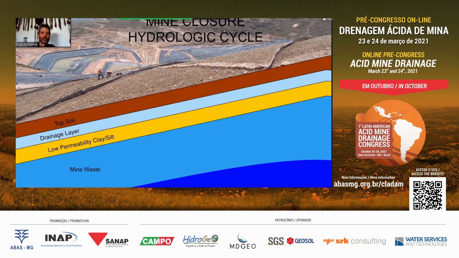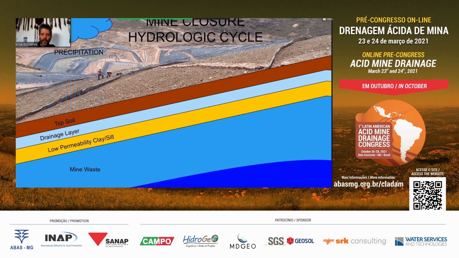So switching to a more humid climate where you have a multi-layer, or what we call a barrier layer system, where we have topsoil, we have low permeability clay, silt material, and then a drainage layer. And the function of the drainage layer is to move water away from the barrier layer and get water out of the system before it can leak into the mine waste. And I'll talk a little bit more about that in a minute.